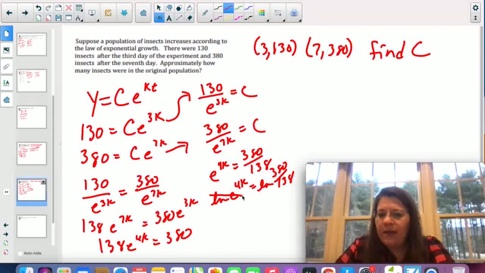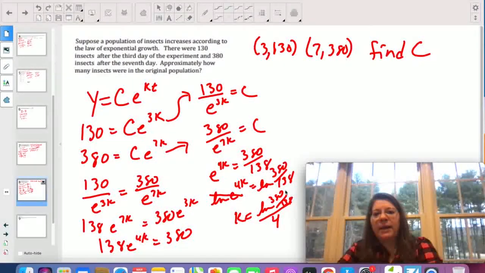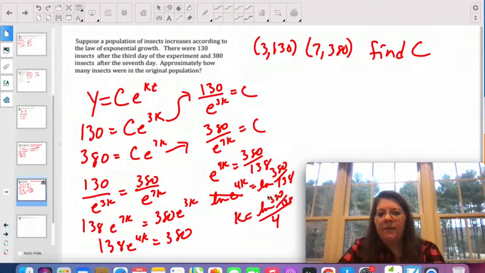So if I find natural log of 380 over 138 and then divide by 4, I will have my k value. So this is the expression for my k value. So if I find the k value and then plug that k value back in here, couldn't I find my c? Or I could plug it back in here and find my c. So go ahead and do this on the calculator.